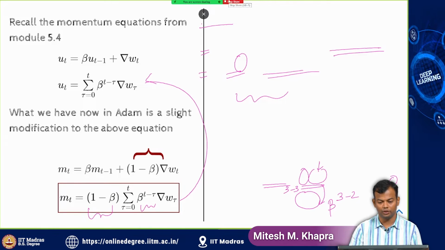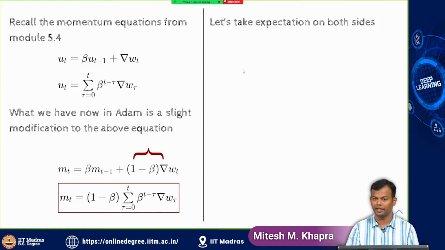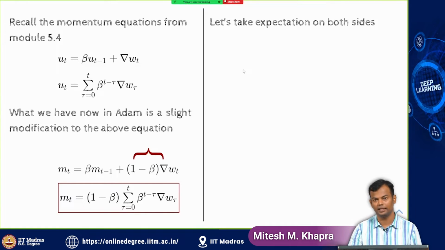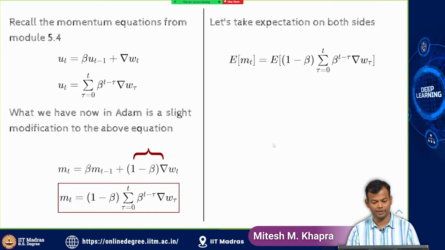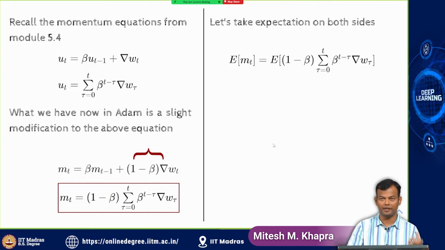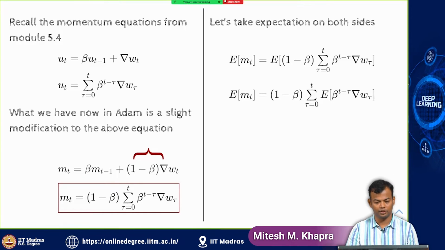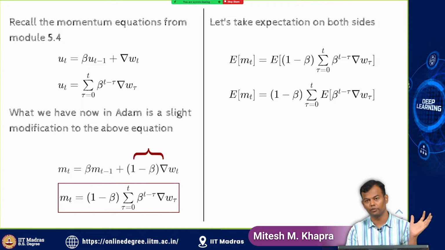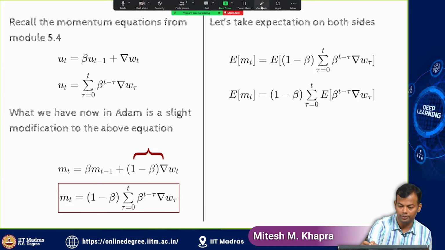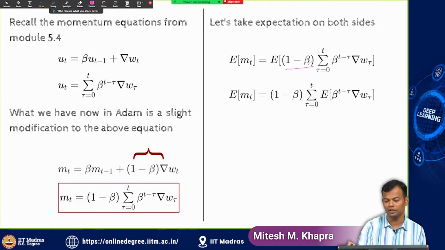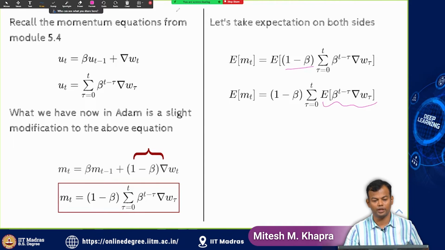Okay, so now let's take the expectation on both sides, right? I have mt on one side and I have the delta wt quantity on the other side. So I'm going to take expectation on both sides. So expectation of mt is equal to the expected value of this expression. Now I'll just take the constants out and move the expectation inside. So 1 minus beta here will come out because it's a constant. Then I have the expectation of a sum, which is the same as the sum of an expectation, okay?